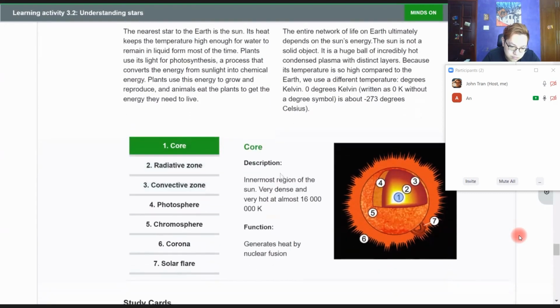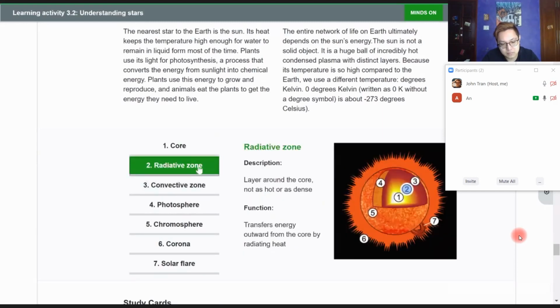1. Core. Description: the innermost region of the sun, very dense and very hot at almost 60 million K. Function: generate heat by nuclear fusion. 2. Radiative zone. Description: layer around the core, not as hot or as dense. Function: transfer energy outward from the core by radiating heat.